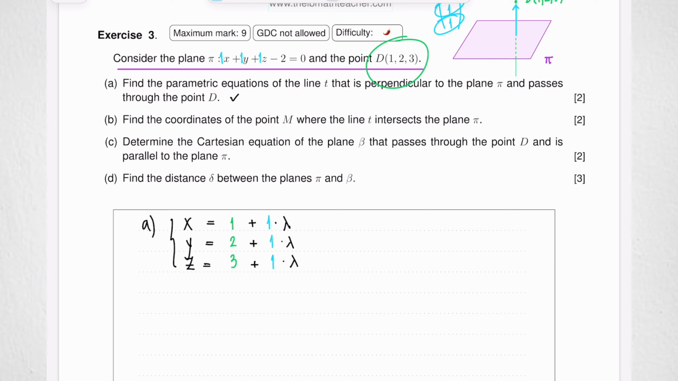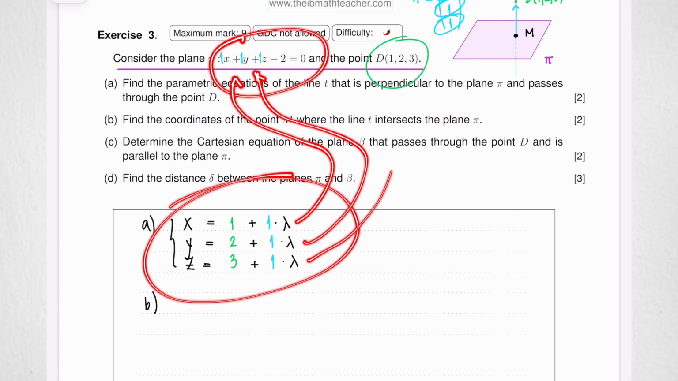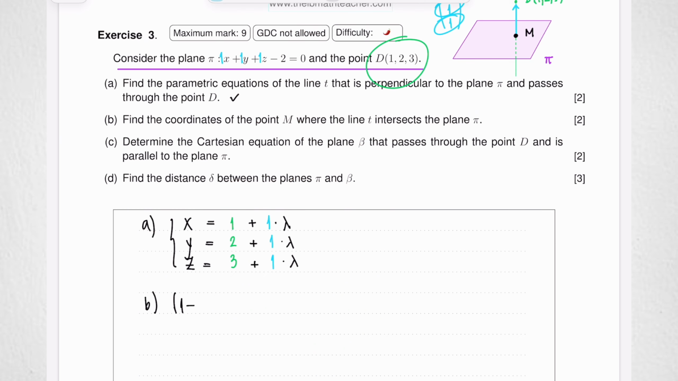Find the coordinates of the point M where the line T intersects the plane pi. Let me place point M over here. In order to find the intersection between this line and this plane, we're going to replace X, Y, and Z into the equation of the plane. So we have X plus Y plus Z minus 2 equal to 0.